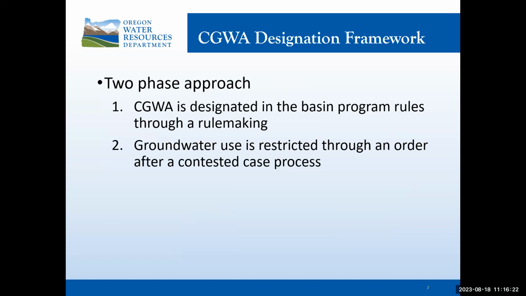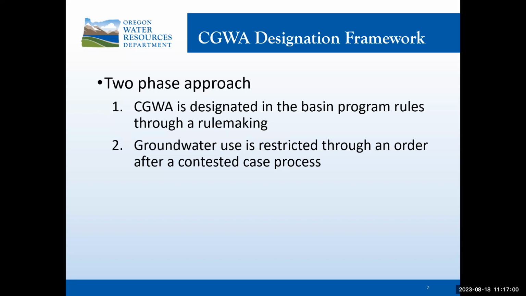So what do the rules do and how do they do it? So the critical groundwater area designation and the Division 10 rules provide a framework for designating a critical groundwater area and then going through the contested case process to restrict groundwater use. So that first step really is a critical groundwater area is designated in the basin program rules through a rulemaking. And the second step is that groundwater use is restricted through an order after a contested case process. So this two-phase approach is long and can be fairly complicated.